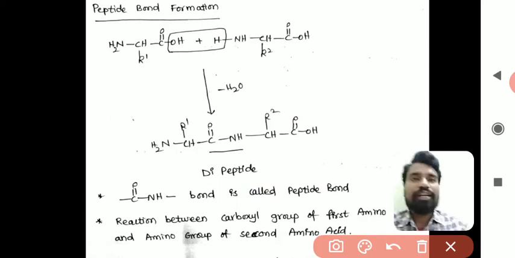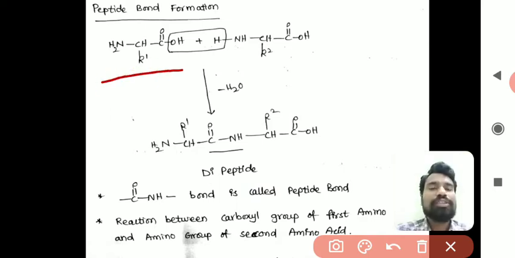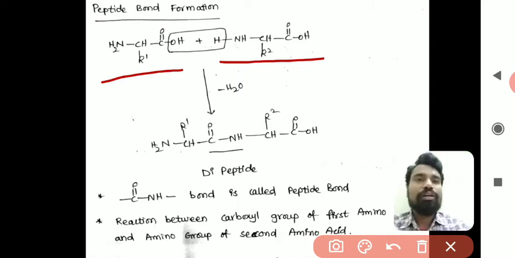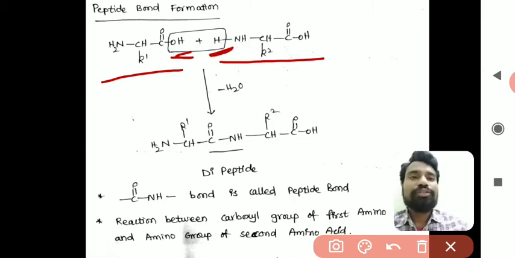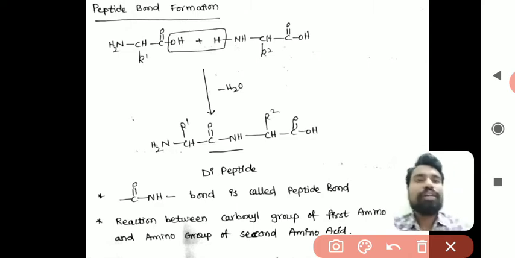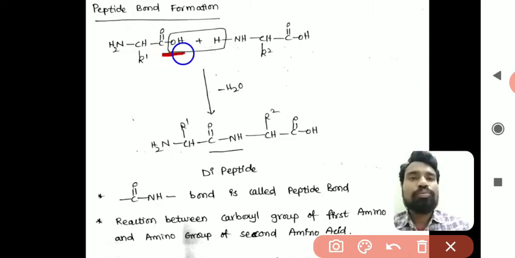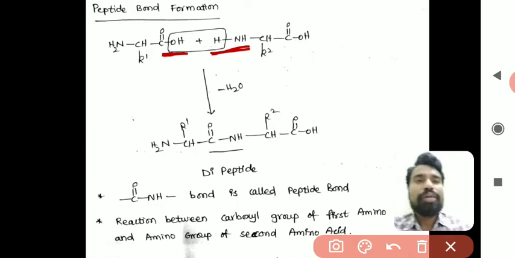So observe here. This is one amino acid, that is NH2 CHR COOH, and this is the second amino acid, that is NH2 CHR2 COOH. When these two undergo reaction, a water molecule leaves from the OH group of the carboxylic acid and hydrogen from the amino group, right? So here the carboxylic acid group will react with the amino group.